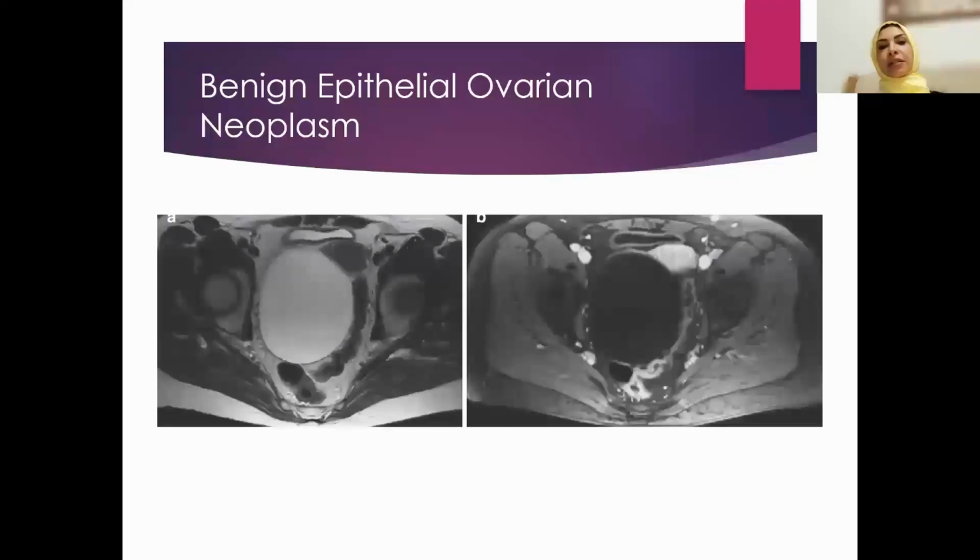The third benign ovarian tumor is epithelial ovarian tumor, including serous cystadenoma and mucinous cystadenoma. This is an example of serous cystadenoma, which is a unilocular cyst, fluid containing, hypointense on T1, hyperintense on T2, no enhancement, no papillary projection, no septation.